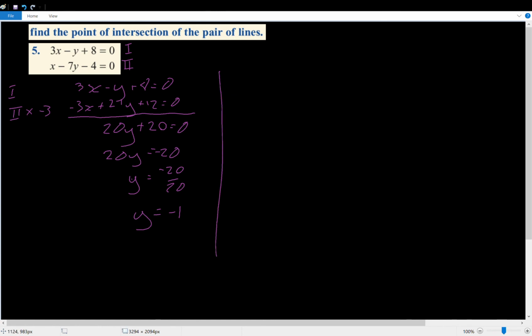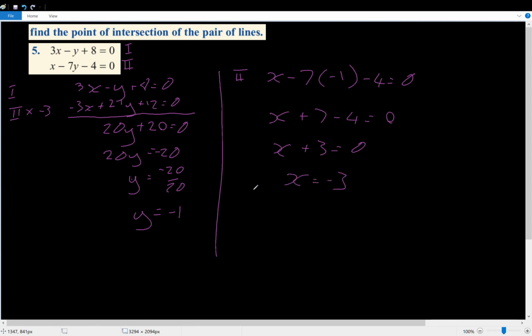So I'm going to put this back into equation 2. So I'm going to have x minus, and instead of 7y, it's now 7 times minus 1, because we have our value for y. So we get x minus 7 times minus 1 minus 4 equals 0. We multiply that out, we get x plus 7 minus 4 is equal to 0, which means x plus 3 is equal to 0, so x is equal to minus 3.